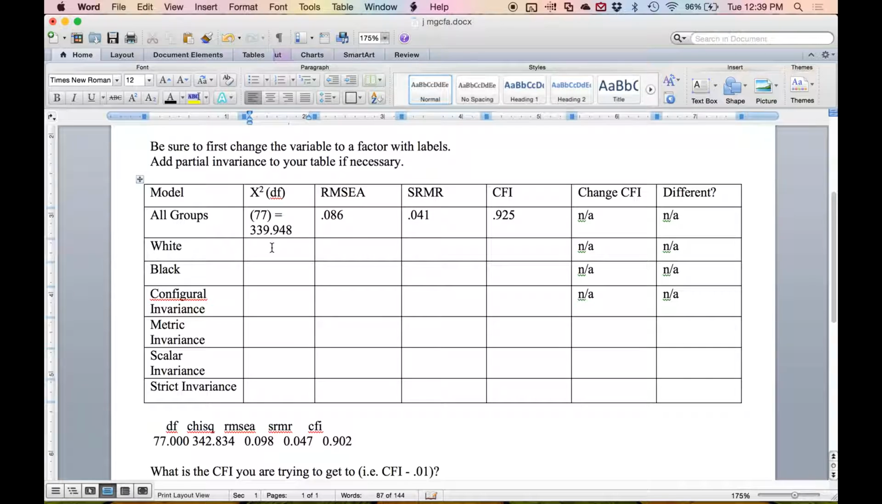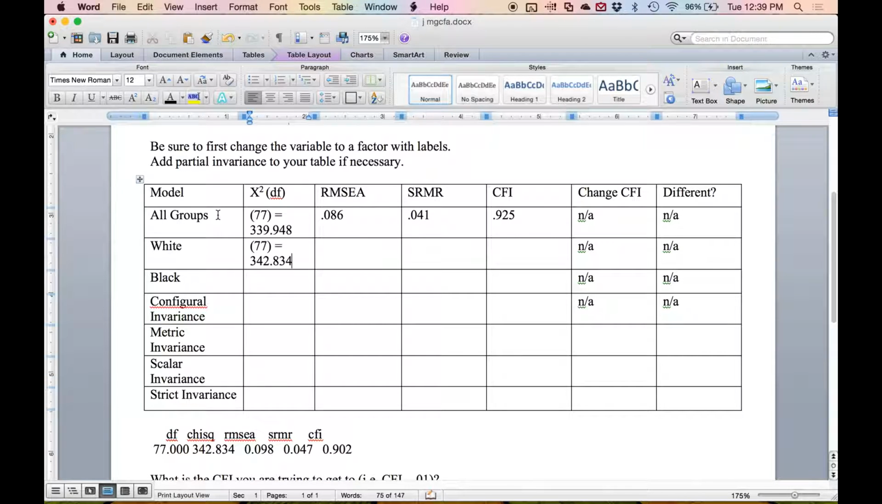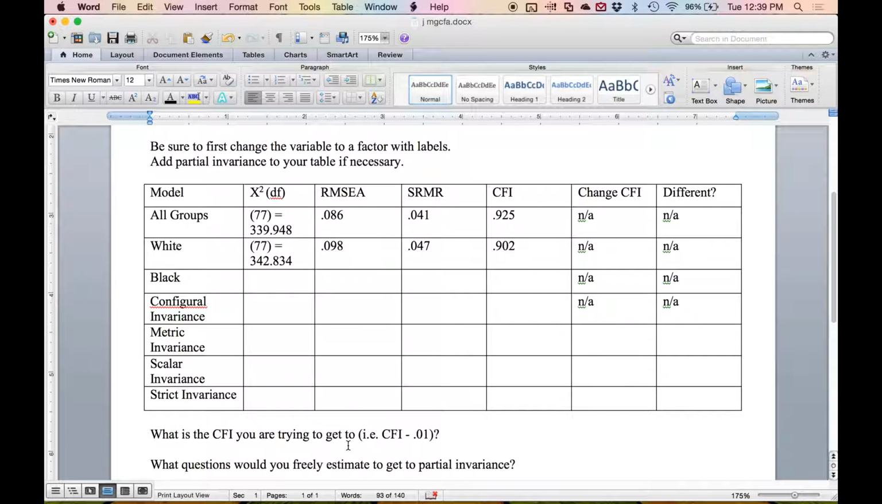Alright, so the next thing we want to do is look at the fit for this group. The chi-square is 342, and it's not that different from this chi-square. Now it's the same model, so you'll have the same degrees of freedom. RMSEA is .098, SRMR is .047, CFI is .902. Now, almost always, once you start building these models, the fit will drop.